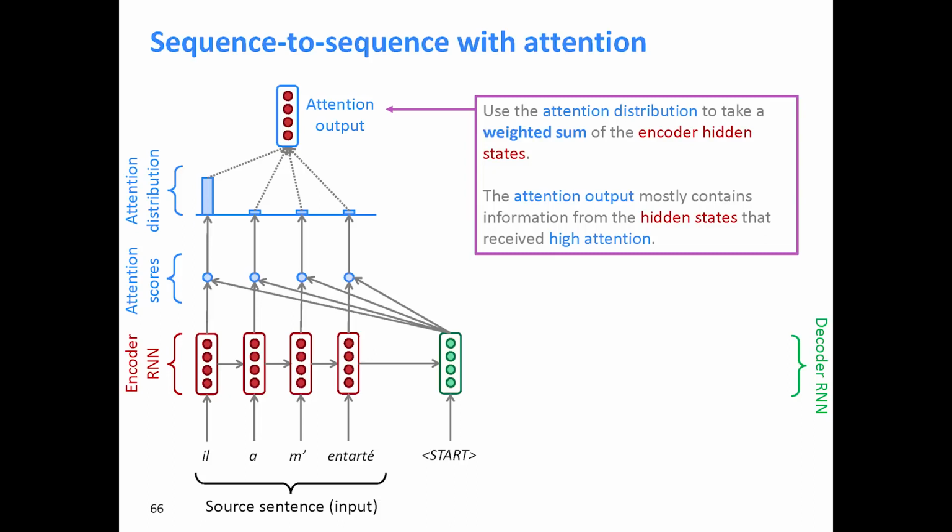The idea is that the attention output is a weighted sum of the encoder hidden states, and the weighting is the attention distribution. So I've got these dotted arrows that go from the attention distribution to the attention output. Probably there should be dotted arrows also from the encoder RNN, but that's hard to depict. But the idea is that you're summing up these encoder RNN hidden states, but you're going to weight each one according to how much attention distribution it has on it. So this means that your attention output, which is a single vector, is going to be mostly containing information from the hidden states that had high attention. In this case, it's going to be mostly information from the first hidden state.